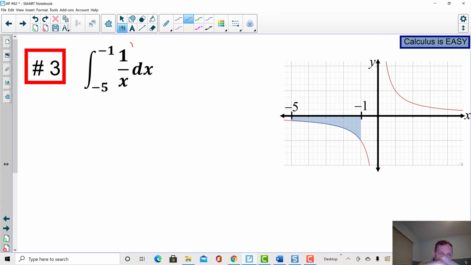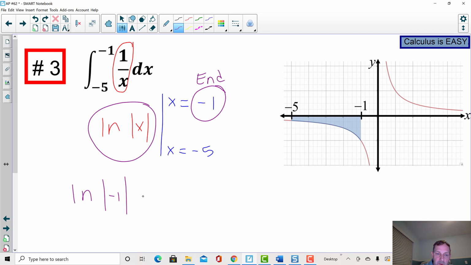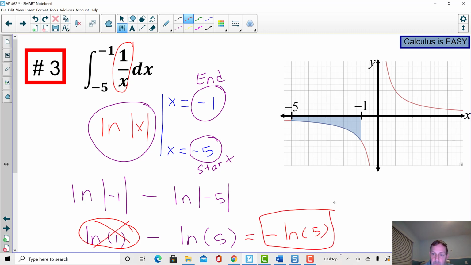Okay, for number 3, I'm going to start by doing the integral for 1 over x. We know that that's ln, and then the absolute value of x. We are evaluating it from x equals -5 to x equals -1. Our answer is going to be ln of the absolute value of x. We're going to start by evaluating it at the end. And then we're going to put a minus, and then we're going to evaluate it at the beginning. We can simplify this. Some of you already know that ln of 1 is just 0, so this piece will cancel out. And our final answer is -ln of 5.